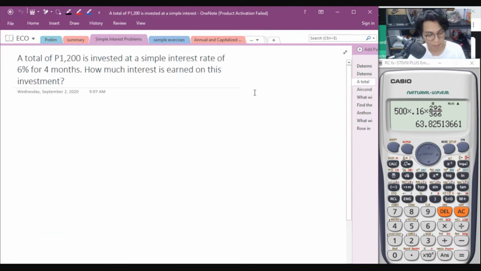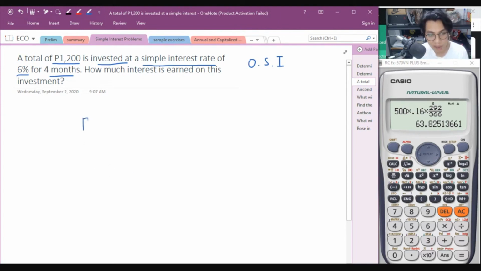How about problem number 3? Problem number 3: a total of 1,200 is invested in simple interest. Hindi sinabi kung exact or ordinary. Of 6% for 4 months. Wala naman sinabing year. Okay? So, this is ordinary simple interest. Okay? How much interest is earned on this investment?